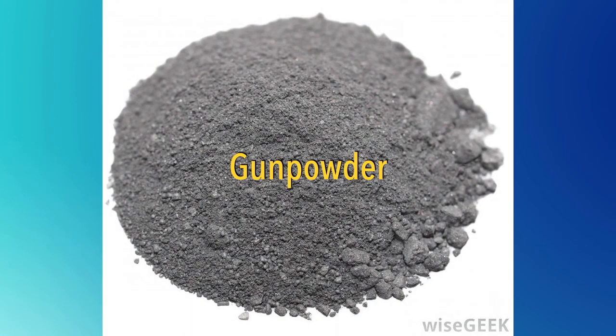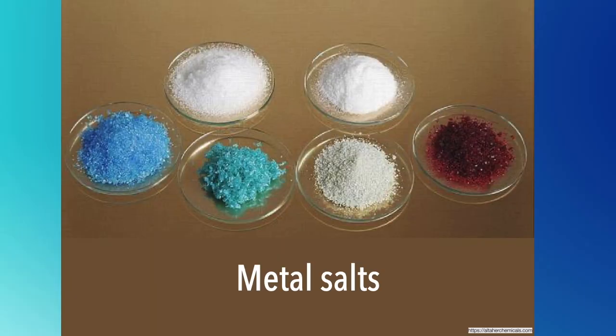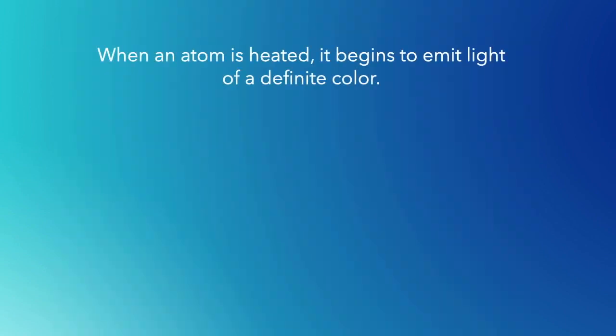Pare-pareho lang naman silang gawa sa pulbura. Ang tawag dito ay gunpowder, na siyang nagsisilbing fuel and it allows the fireworks to burn. Hinahaluan din ito ng metal salts. Ito actually ang nagpo-produce ng intense color kapag nasusunog. Pero paano nga ba nangyayari yon? When an atom is heated, it begins to emit light of a definite color.